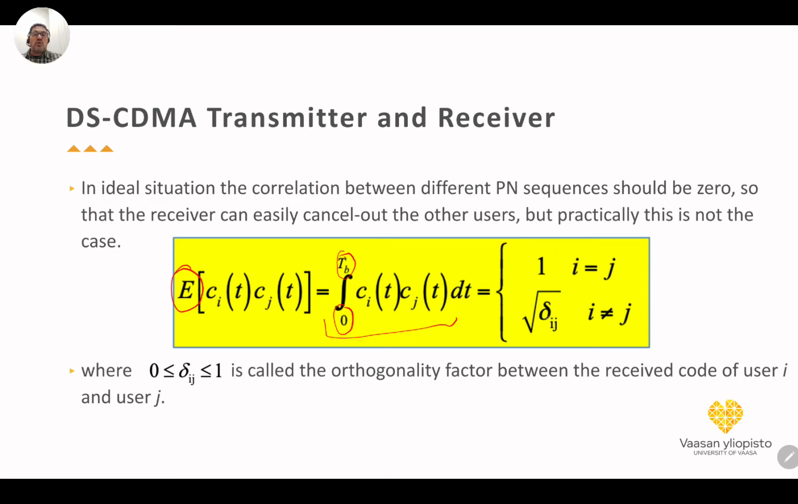Then we put the square root of delta ij. I put the square root because later, when I compute the power, I take the square, and then I will have delta ij. Delta ij is called the orthogonality factor between different codes. You can see that when i is equal to j, when we take the autocorrelation of the same code, the result is 1. I will be very happy even if delta ij is not 0, but small, for example 0.01 or less. However, it can sometimes be even larger. It can be 0.1 or something like that.